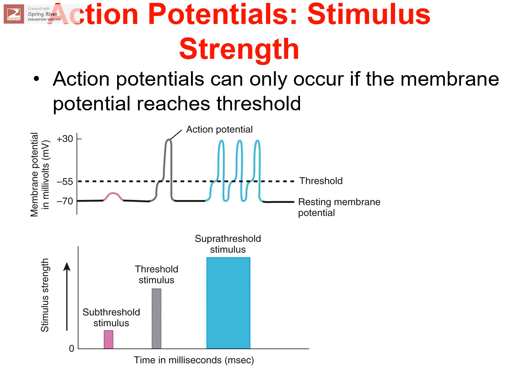Okay, it needs a strong enough effect to attain the threshold, and when the threshold is reached, the axon can fire an action potential. Now you can see there are three different types of stimulus. The first one is a subthreshold stimulus. A subthreshold stimulus is a stimulus that is too weak to trigger an action potential.